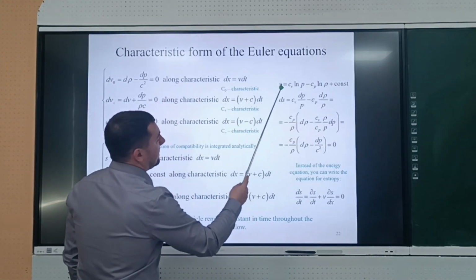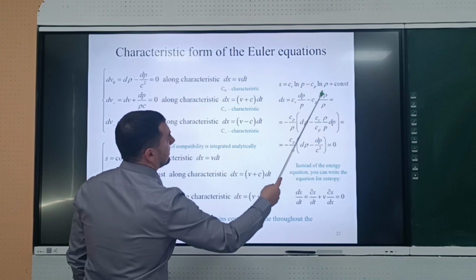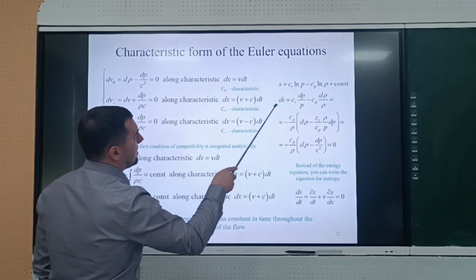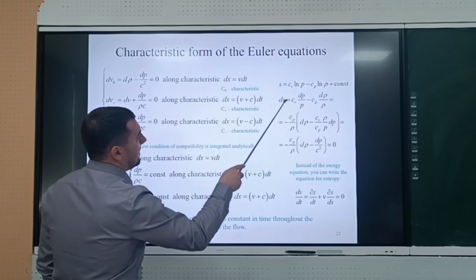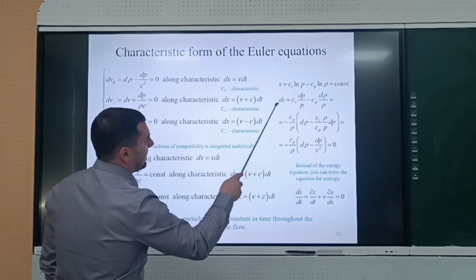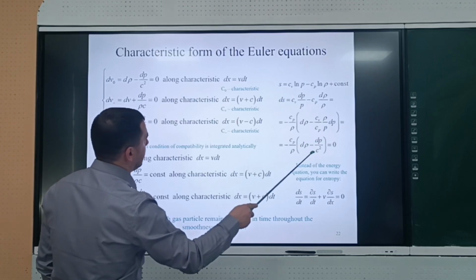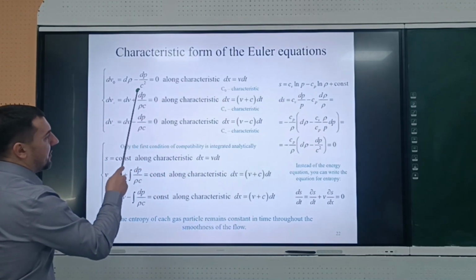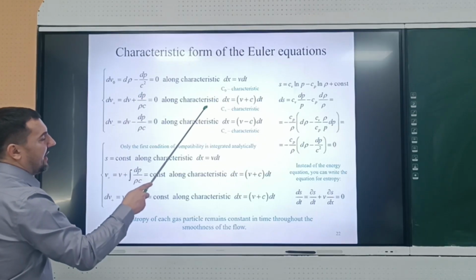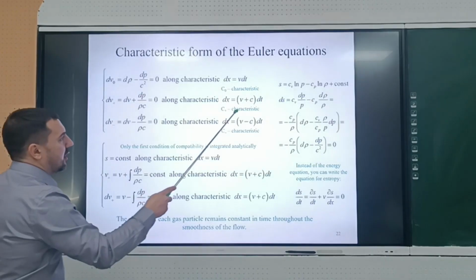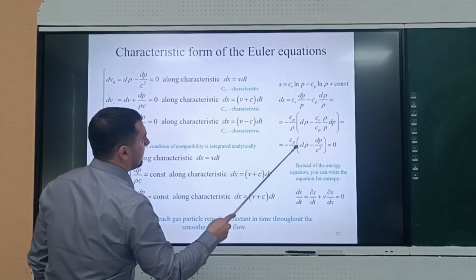We can remind the formula for entropy. This is entropy of ideal gas, and then we can compute the differential of this S. If we do that, we can see that this differential of entropy is proportional to d rho minus dp over c squared. And if dv0 equals 0, it means that ds equals 0.